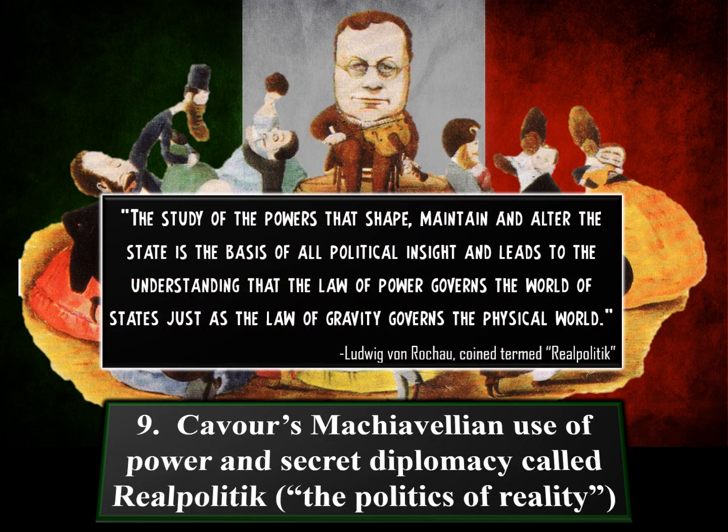"The study of the powers that shape, maintain, and alter the state is the basis of all political insight and leads to the understanding that the law of power governs the world of states, just as the law of gravity governs the physical world." This is what Ludwig von Rochau wrote when he coined the term realpolitik after this kind of nationalistic movement. We see a similar thing happen in Germany.